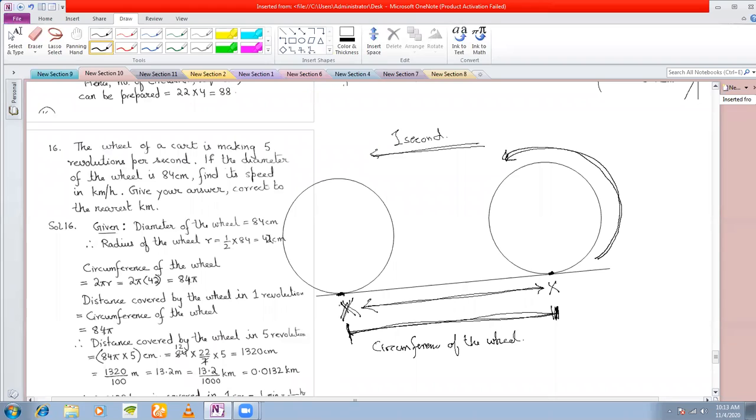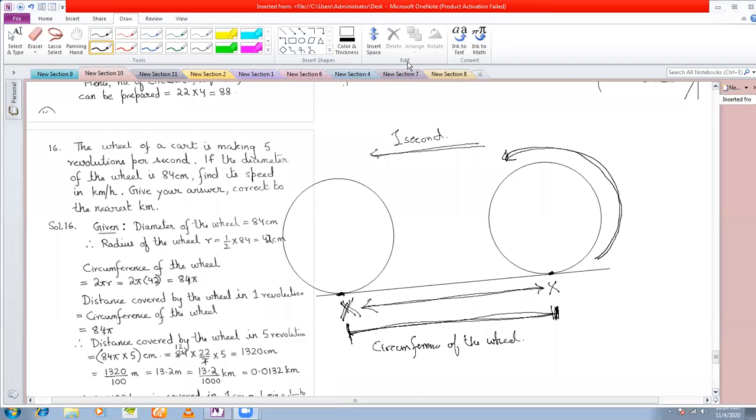Yes, sir. Sir, can it be the perimeter of the path on which the circle is traveling? There's nothing called the perimeter of the path. Perimeter is nothing but the boundary. Path is not related to perimeter, but if you can put it in better words, maybe I can understand. What do you mean?